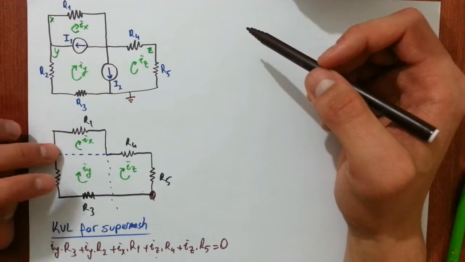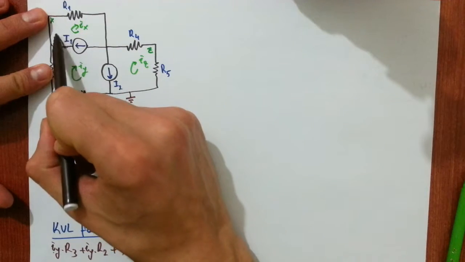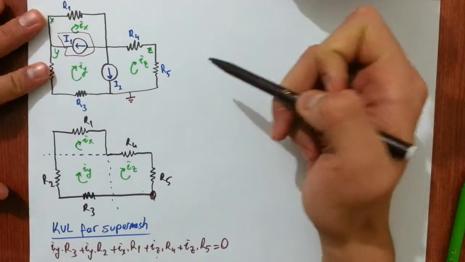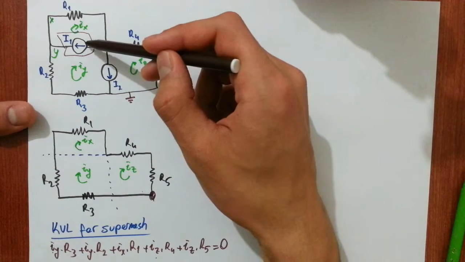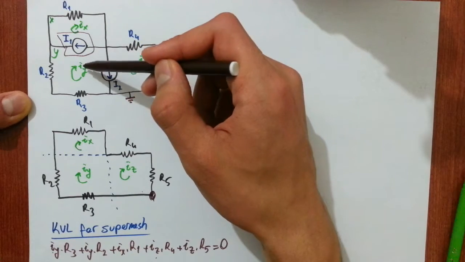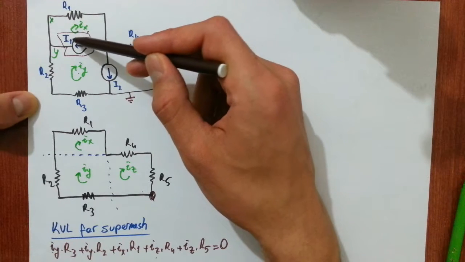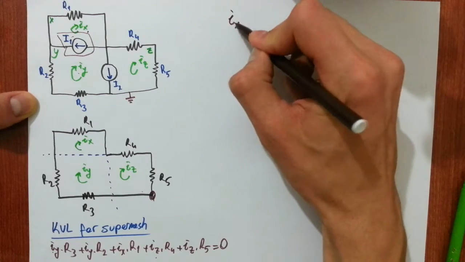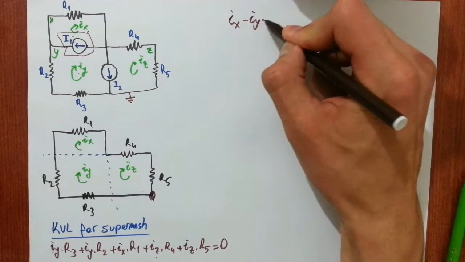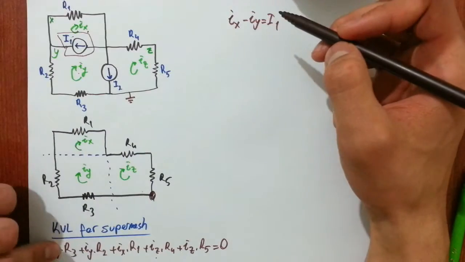Actually, we can relate IX and IY on this part of circuit, current source I1. Notice that IX is in the same direction as I1, and if we subtract IY from IX, we can get the value of I1, right? So IX minus IY is actually equal to I1. We now have two equations.